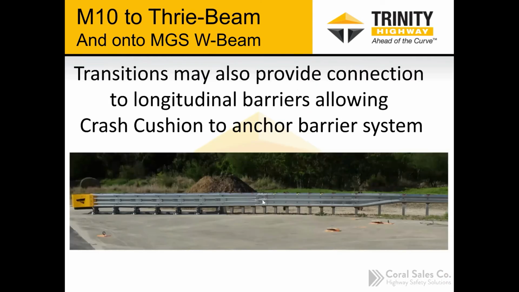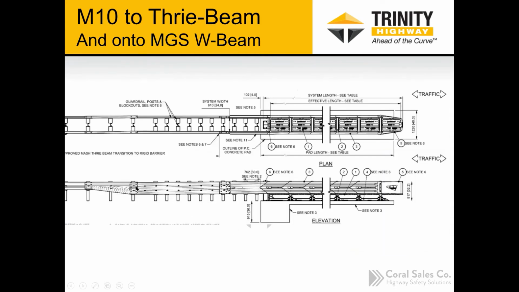It's a lot smaller in this picture, but then it transitions to the tri-beam, and then uses a tri-beam to W-beam reducer element to tie it into an MGS type of guardrail configuration. So here's kind of a plan in our manual that shows that. Again, just to show you how you can tie into different types of flexible or semi-rigid barriers, both the tri-beam and W-beam.